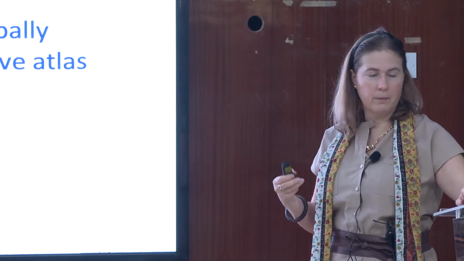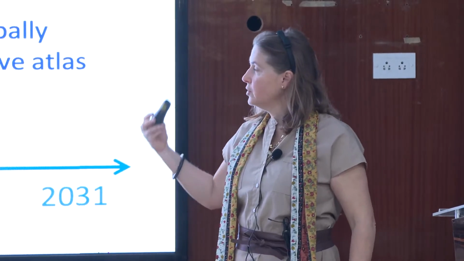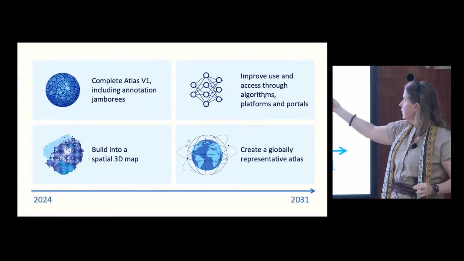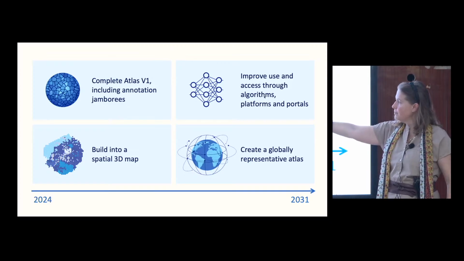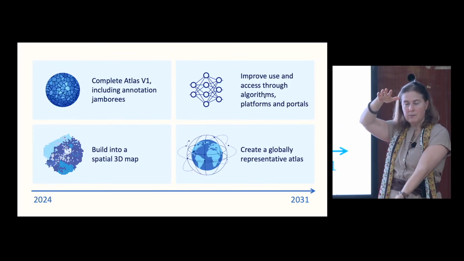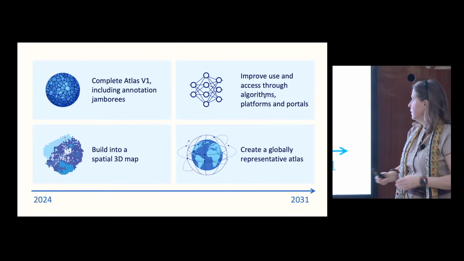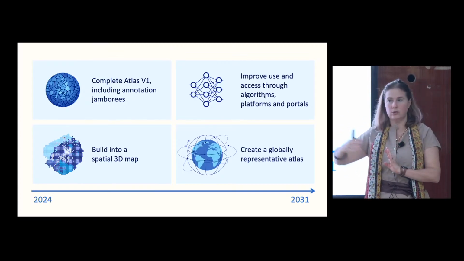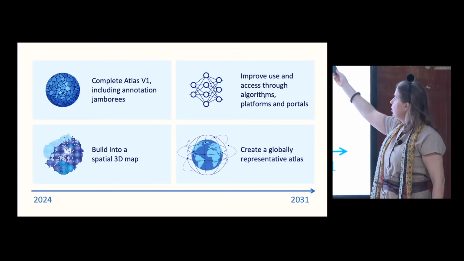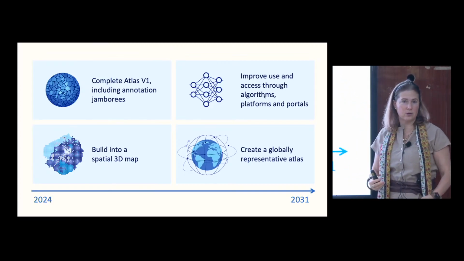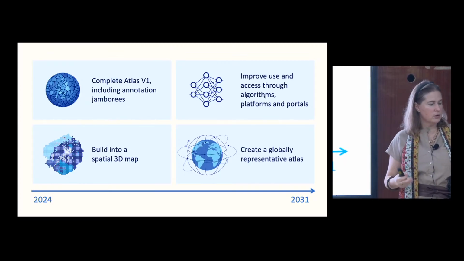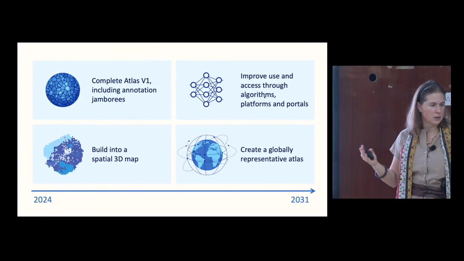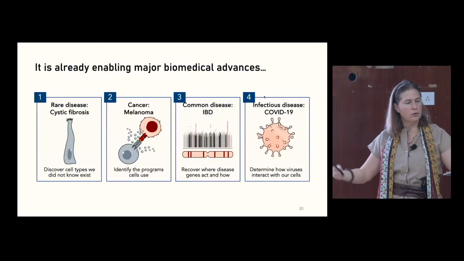Looking forwards from now, into the future, as I've mentioned, we want to work towards a complete version 1 atlas, including the cell annotations, so having spatial maps in these tissue sections, but also assembled into 3D with a z-axis, to work towards creating a globally representative atlas with diverse samples from around the world, representing human populations, and also improved use and access, in terms of things like foundation models, web portals, and so on, because that's so important for realizing the benefit of the project across the world and also across communities into the medical community and so on.